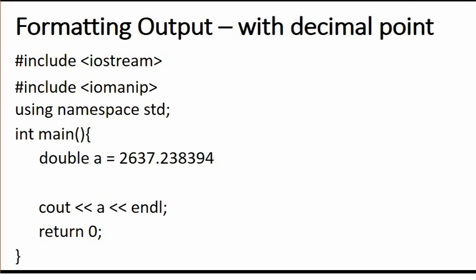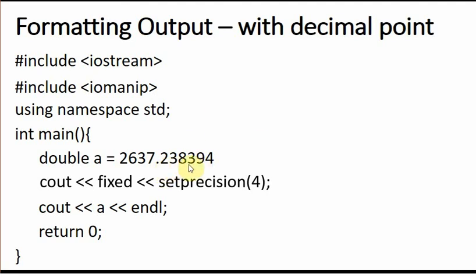Now another thing is sometimes we want to format and control how our decimal numbers appear on the screen. And we will use the IOmanip to do that. So here we have a double. It has a value of 2637.238394. I want to limit the number of decimals to 4 instead of 6. Well, I can use fixed, that's another keyword that comes from IOmanip, and setprecision, and then an integer value. So here it's 4.